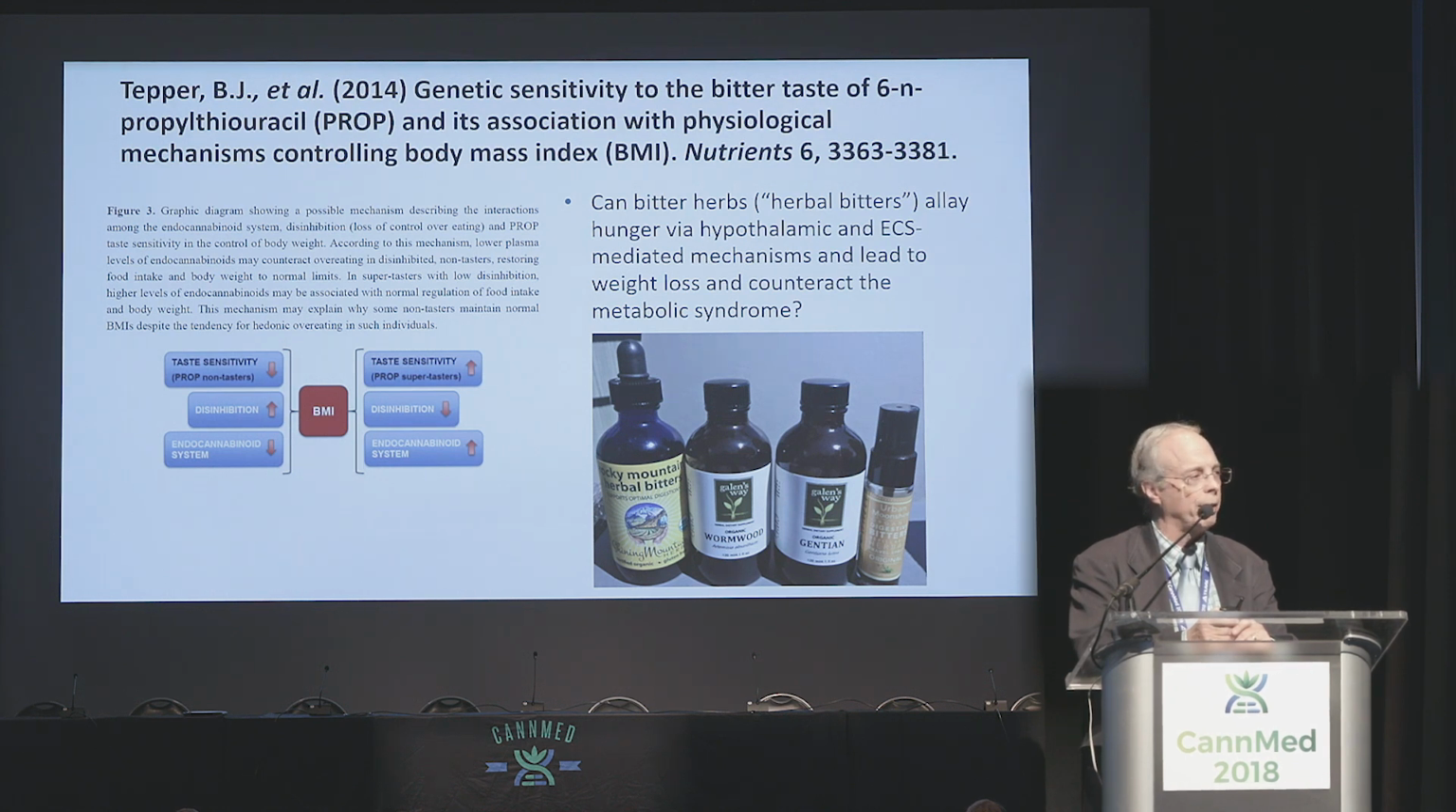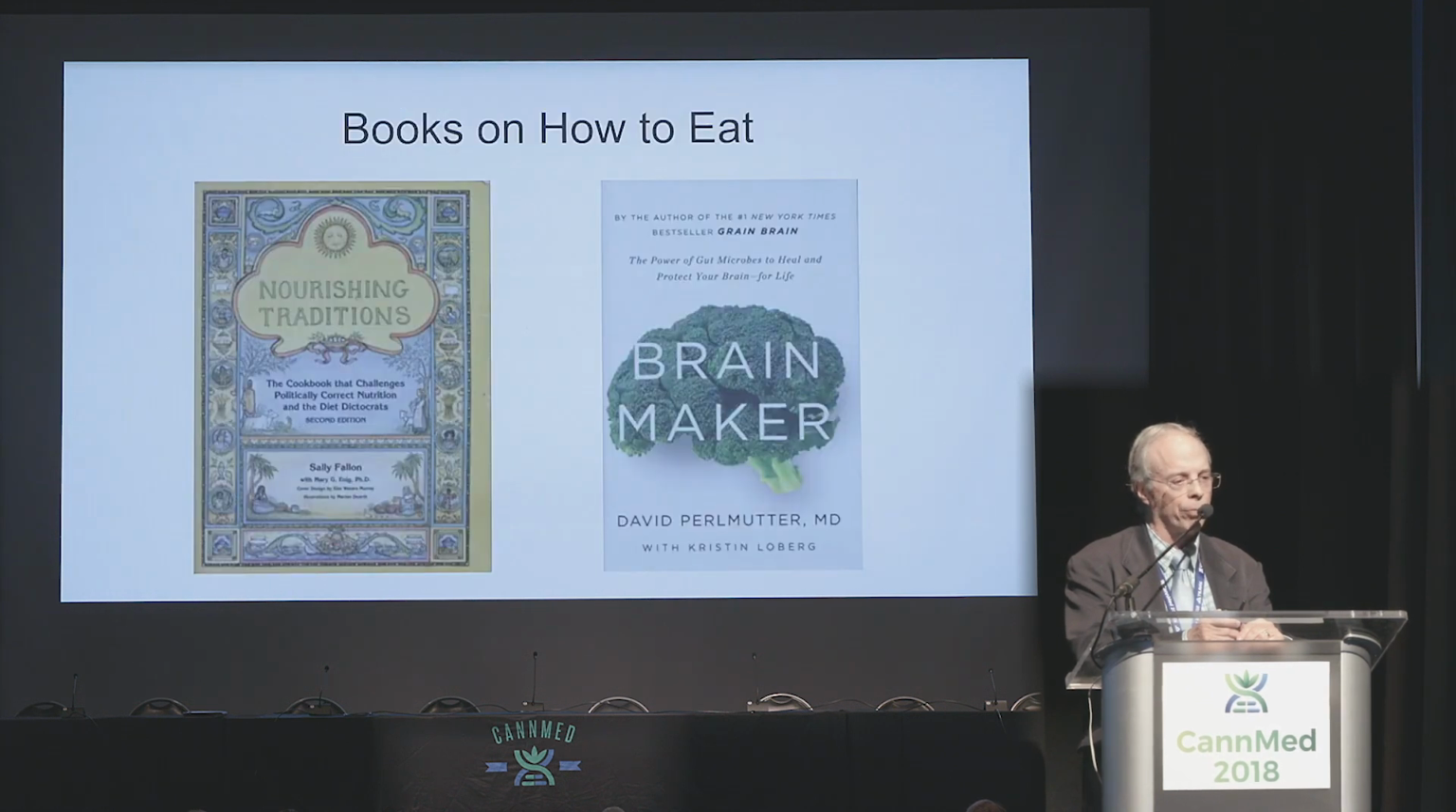And it's been shown that these receptors are present not only in the tongue, but throughout the gut, and specifically in the brain, where they do such things as reduce hunger drive, the drive towards sugars, and also seem to correlate with reducing such disorders as diabetes and even acne in the face. So the question is, can bitter herbs allay hunger via the hypothalamic and ECS-mediated mechanisms and lead to weight loss and counteract the metabolic syndrome and type 2 diabetes? I believe the answer is yes.